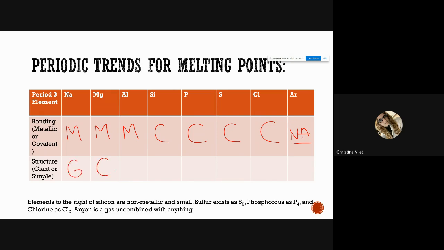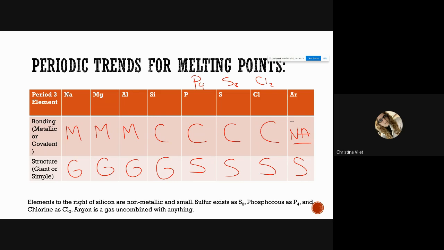Magnesium. Aluminium. Silicon. Phosphorus. Simple. P4 has a beginning and end, right? P4, there's 4 of them. Simple. Sulfur. Simple. Chlorine, Cl2. Simple. Argon? I would say simple because it exists, it has a beginning and an end at the same atom. I don't think they'll ever test that, but there's a bonus thing.